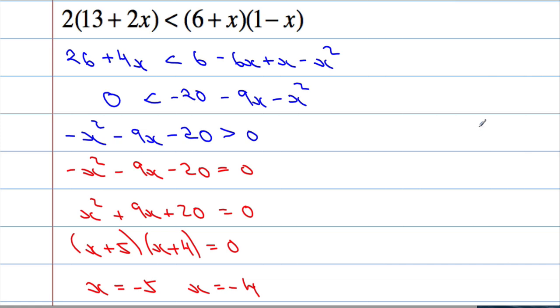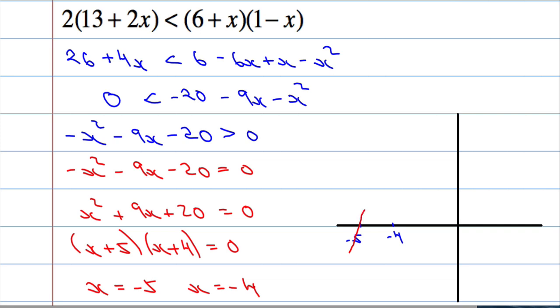so let's sketch what we have. So we get, say, -5 here and -4, if you will. Now this quadratic, which is what we had after we expanded and tidied things up, I haven't broken any rules here. It's a negative quadratic, and we want to know where it's greater than 0. Negative quadratic, which means it has this type of shape. It's an N shape.